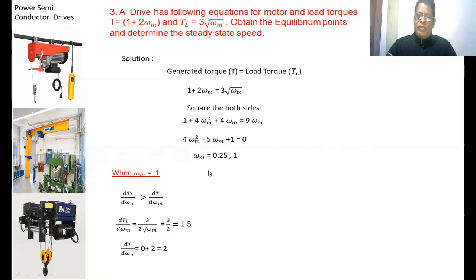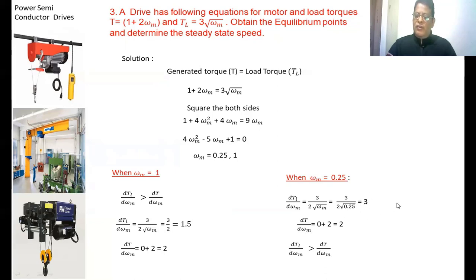Now we are going to check the same thing by taking omega m equal to 0.25 radians per second. Again, we find the rate of change of load torque by substituting omega m equal to 0.25, and we get the value 3. In the same manner, if we find the rate of change of generator torque, we get the value 2. The rate of change of load torque is 3, and the rate of change of generator torque is 2. This is greater, so this condition is satisfied.